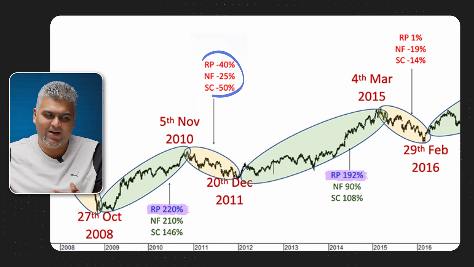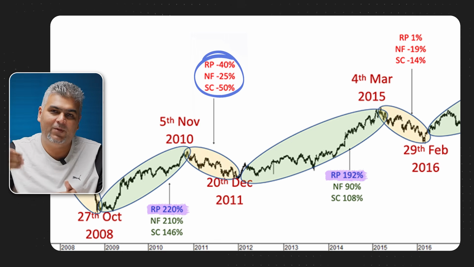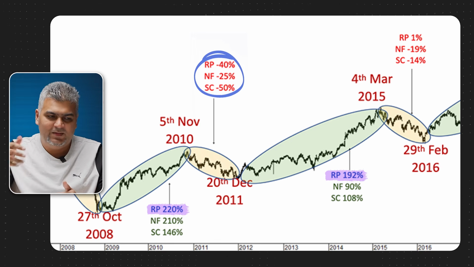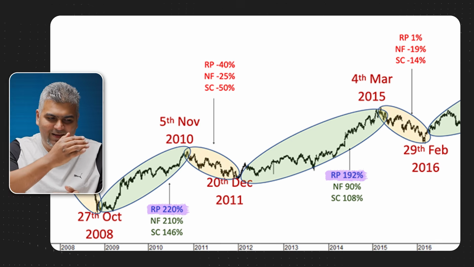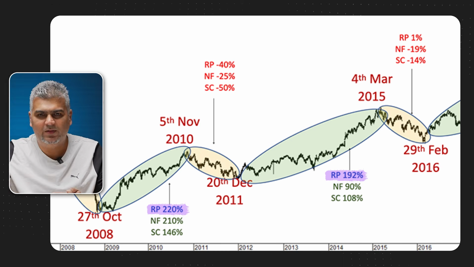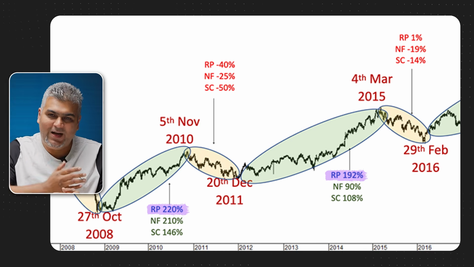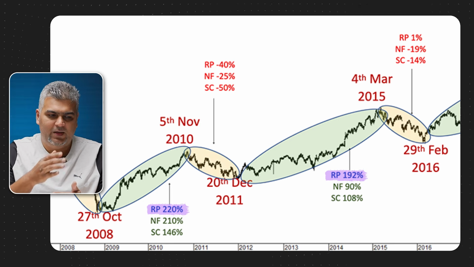Same way in 2010 to 2011, the Nifty fell by 25%, the random portfolio fell by 40%, the small cap index fell by 50%. Same way then between 2011 to 2015, the Nifty is up 90%, the small cap is up 108%, but your random portfolio is up 190%. Now that's a huge outperformance, right?